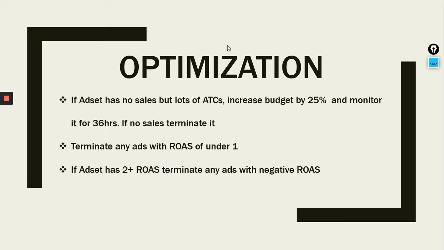But if an ad set has a ROAS above 2, you need to look for any ads in the ad set that have a negative ROAS. If any ads in the ad set have a negative ROAS, go ahead and terminate them. Just let it go. There's no need of keeping it.